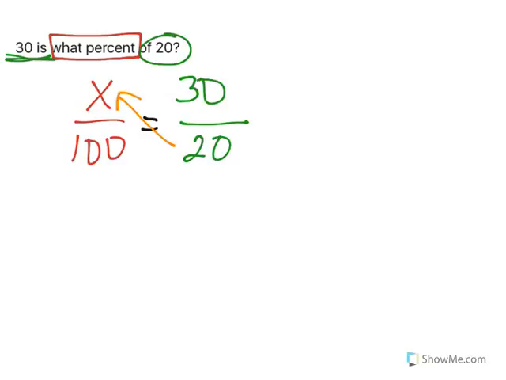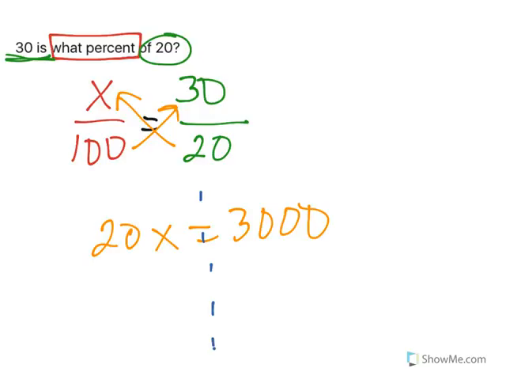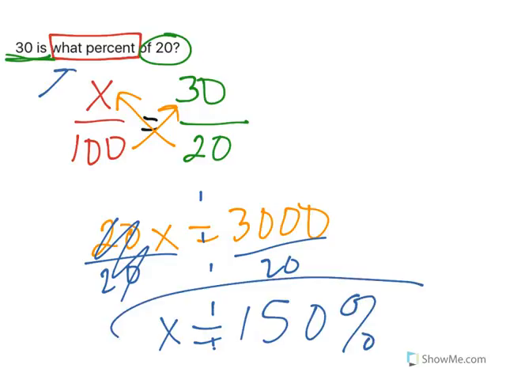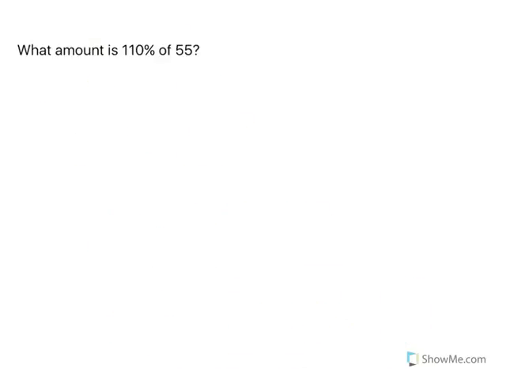I cross multiply. 20x equals 3,000. Refresh solving proportions, or solving equations, excuse me. Divide both sides by the number in front of your variable, and x equals 150. And because we're dealing with a proportion here, your question was what percent? I throw a percent on this, and there's my answer, 150%.